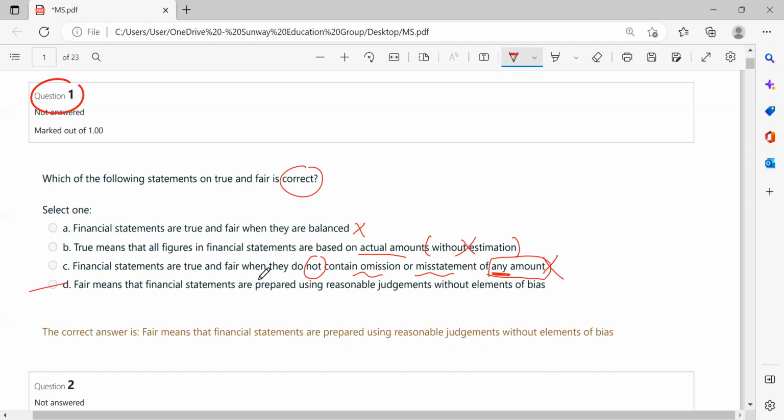Fair means financial statements use reasonable judgment without bias. So you are neutral when you are preparing your financial statements. You are not helping any other party. You are neutral. You are standing in the middle.